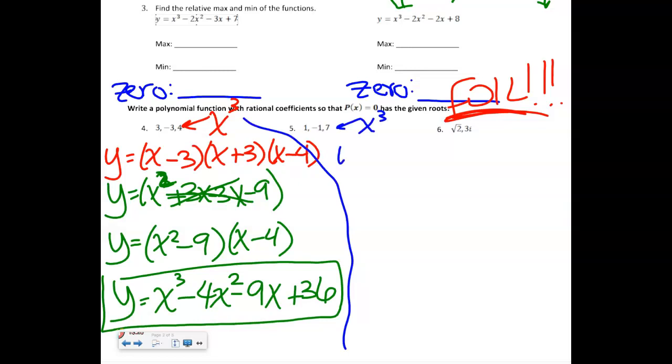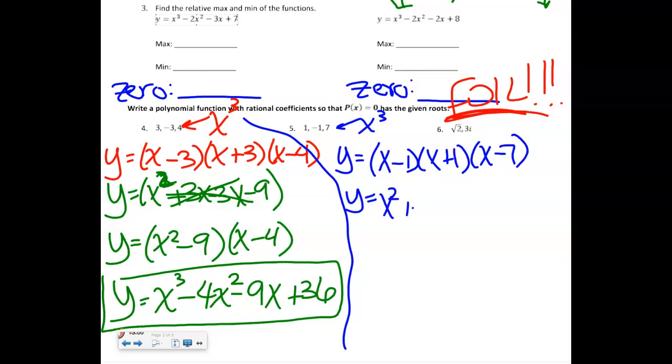Okay. So I'm going to have x minus 1, x plus 1, and x minus 7. So reminder, you're just flipping your signs. Okay. Again, I would suggest FOILing those first two together first. So I'm going to have x squared plus 1x minus 1x minus 1.